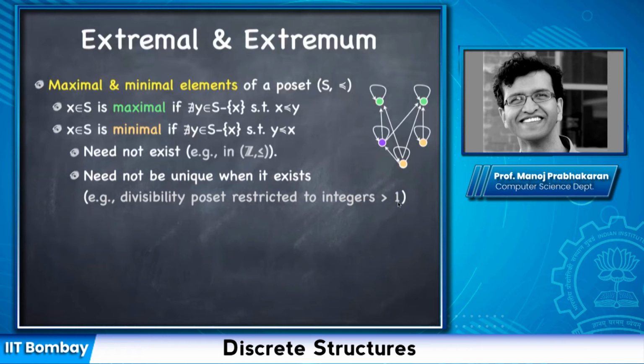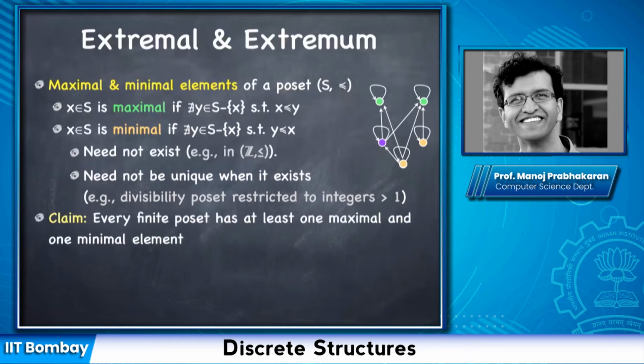And so every prime number is a minimal element. So clearly it's not a unique minimal element. Okay? So these maximal and minimal elements need not exist in a poset, and when they exist, there could be multiple. This example out here is also one where they do exist, but they are not unique.